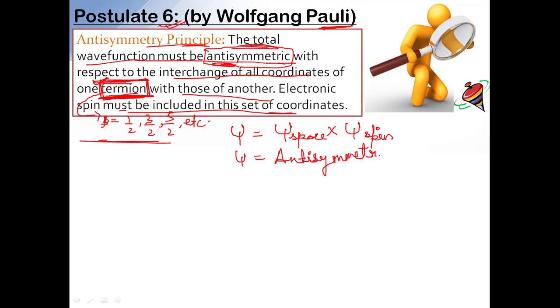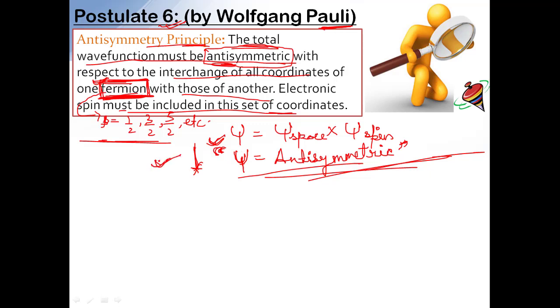At this juncture, it is difficult to tell you what is antisymmetric and what is symmetric, as you have not studied statistical thermodynamics and atomic particle physics, but in the higher classes you will be able to see what the antisymmetry principle is. So at this juncture, just remember that there is another property of that function: the function given by the 6th postulate has two parts, the space part and the spin part, and overall the function should give an antisymmetric result. That is the 6th postulate of quantum mechanics.